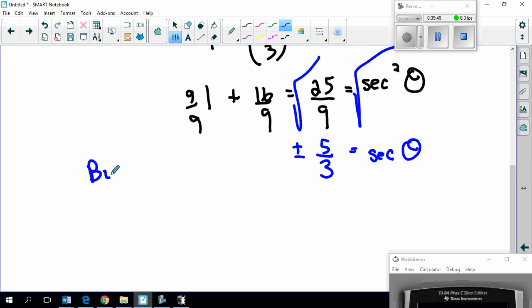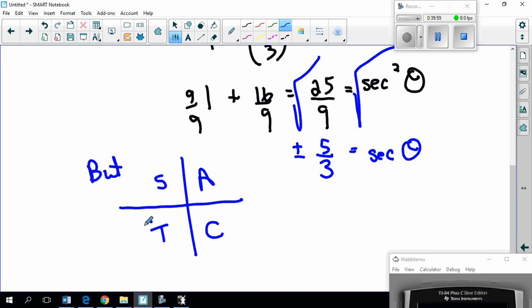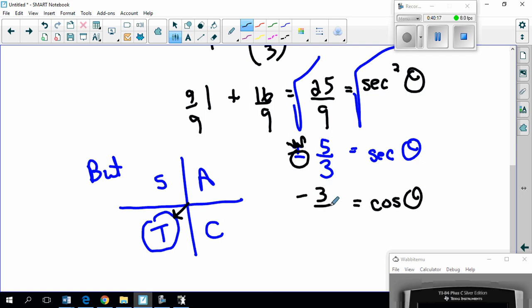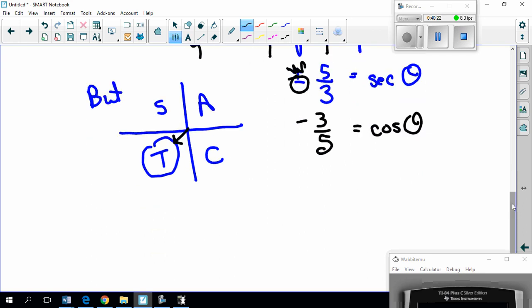But we're in the third, and it's all students take calculus. So in the third quadrant, only tangent and cotangent are positive, therefore secant is negative. Therefore, I know its reciprocal buddy cosine is negative 3/5. But wait, we still got to get sine.